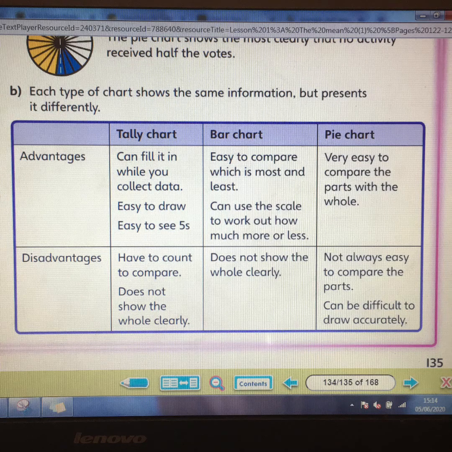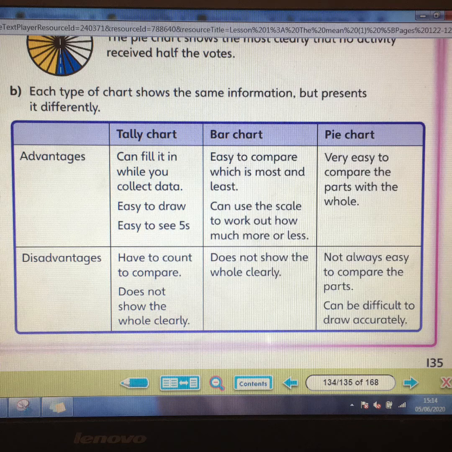Each one of these charts shows the same information, but you can see different things from it more easily and different things are harder to work out. If we start with the tally chart or the table, you can fill it in while you're collecting the data. If you're scoring something, it's very easy to do it as a tally chart. It's easy to draw and it's easy to see in groups of 5.